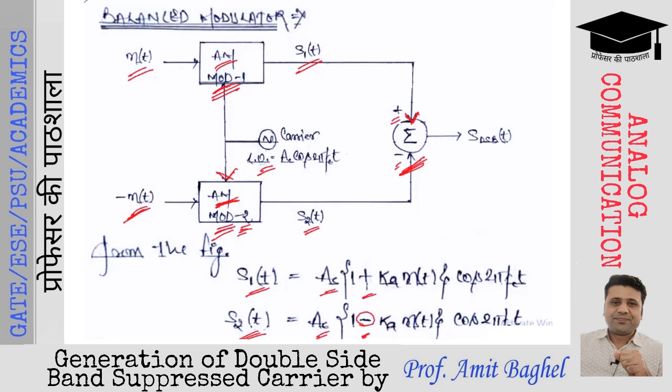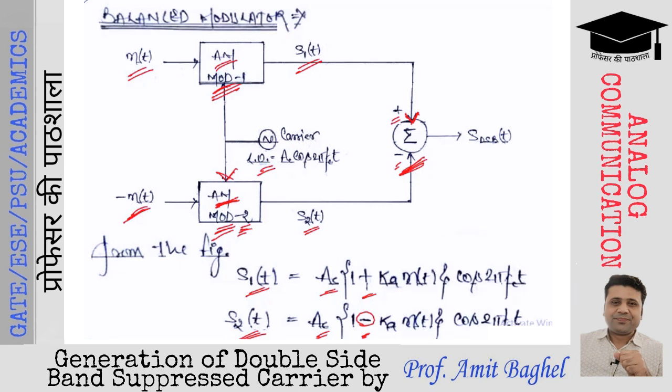Hence, the output of the summer will be S1T minus of S2T. So the output of the summer will be S1T is coming with the positive polarity, hence S1T will be multiplied with 1, and S2T is coming with the negative polarity, hence S2T will be multiplied with a -1, and then they will be added together. So we are going to get the expression as S1T minus of S2T.